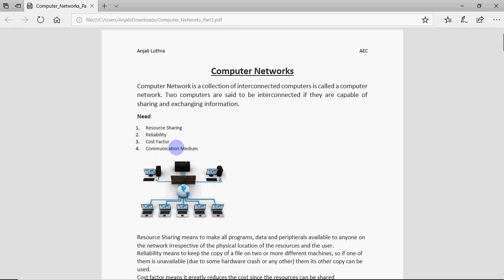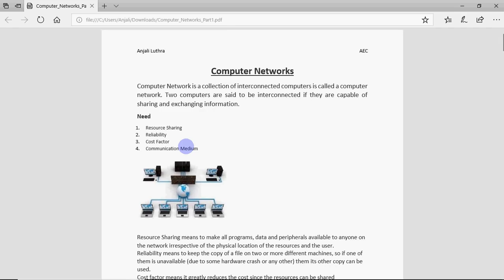Then it forms a communication medium. Like we have various options to communicate with the help of the internet. The internet is a very broad network, but if I'm talking about a network within an office or within a school or college, we can have communication there also with the help of emails in the intranet.